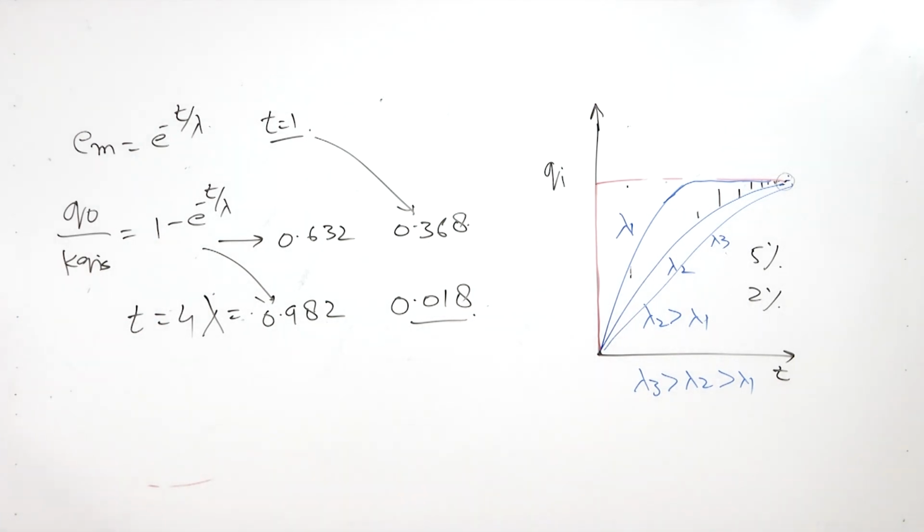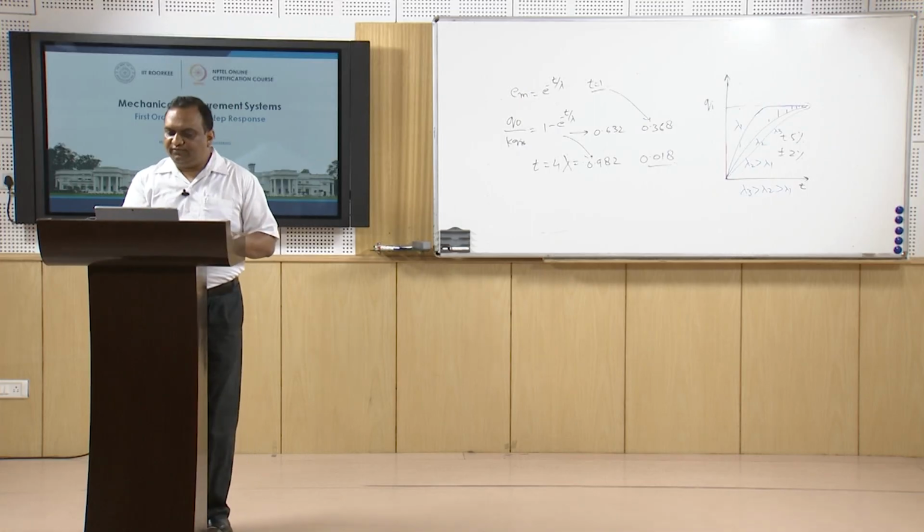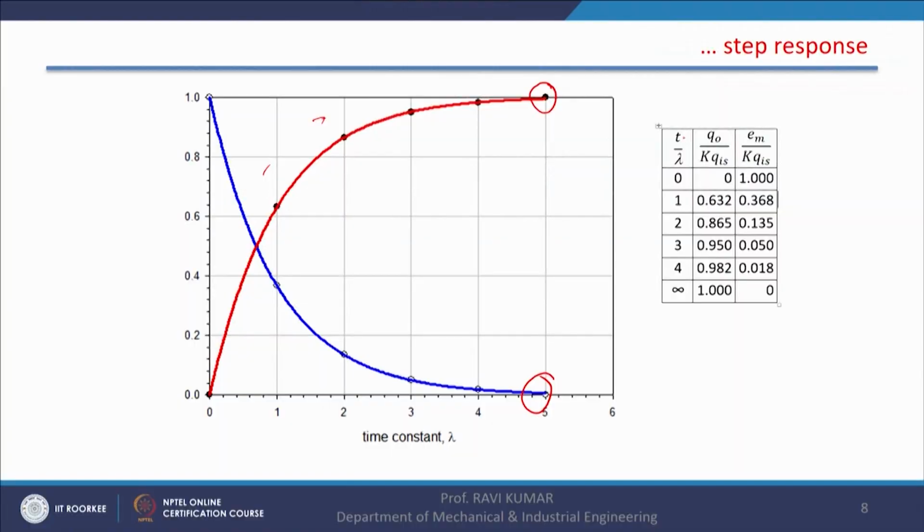So I have drawn both the curves for different values of t by lambda, starting from 0, 1, 2, 3 and 4. The output of the instrument is rising and it is attaining close to the input. Here I have written infinite, but if you go for 5 lambda or 6 lambda, they are going to be equal.